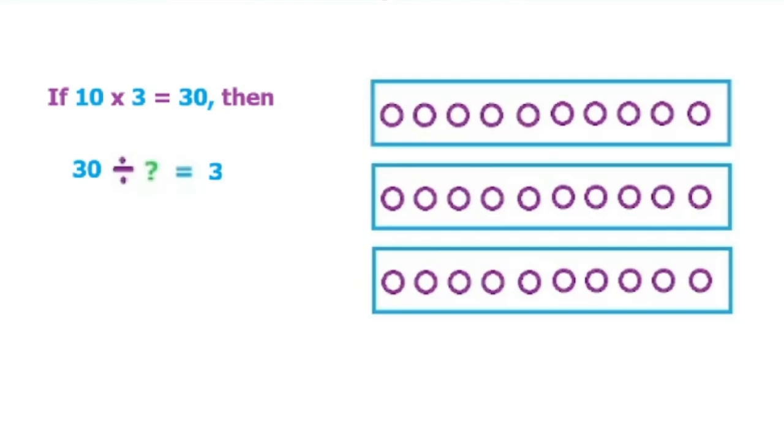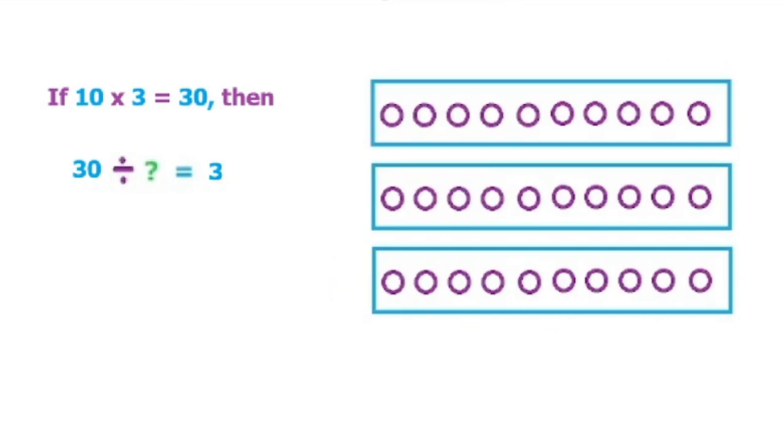In this video, we're going to learn how multiplication and division sentences are related. So if we have something like this that says if 10 times 3 equals 30, then 30 divided by what equals 3? So we have a little model here that can help us figure that out, right?